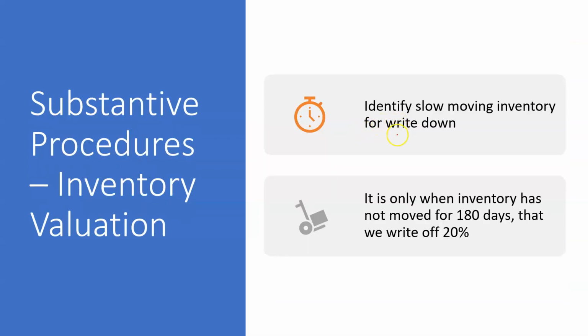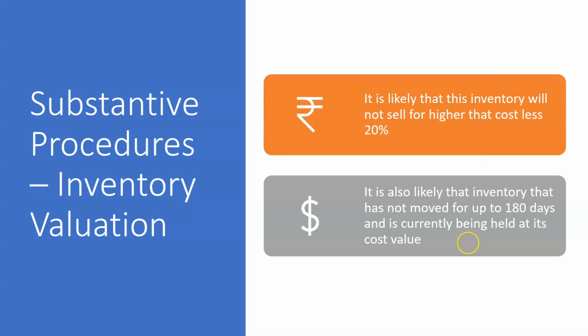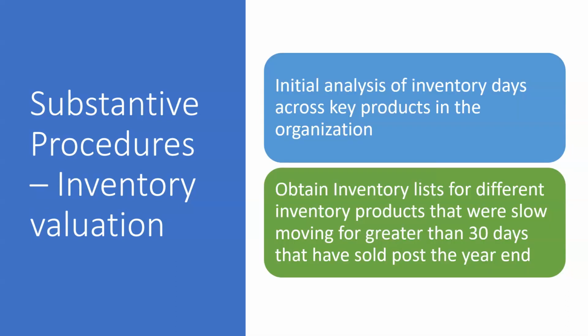In terms of valuation, again, what we are trying to do is identify slow-moving inventory for write-down. And again, it's not only past the 180 days that we write off. It does seem likely that the inventory will not be selling for higher than cost less 20%. And I've written here, it is also likely that the inventory has not moved for up to 180 days and is currently being held at cost value.